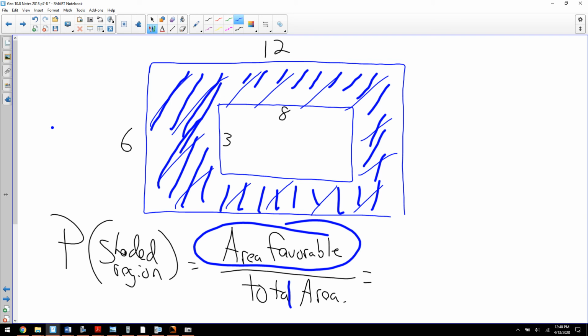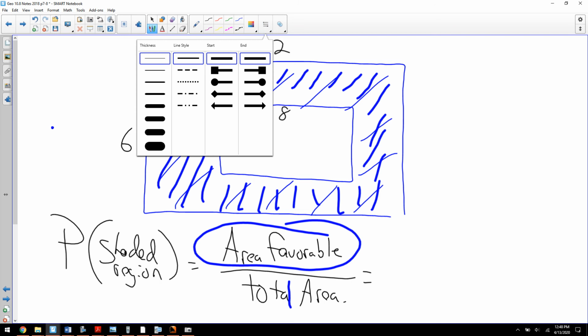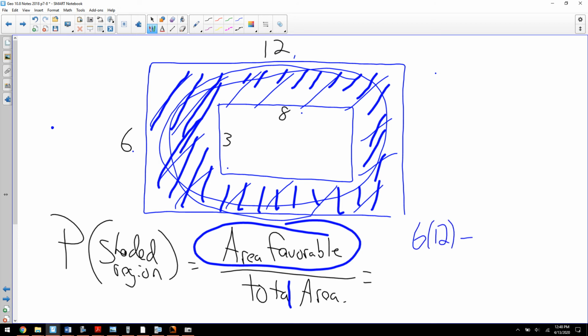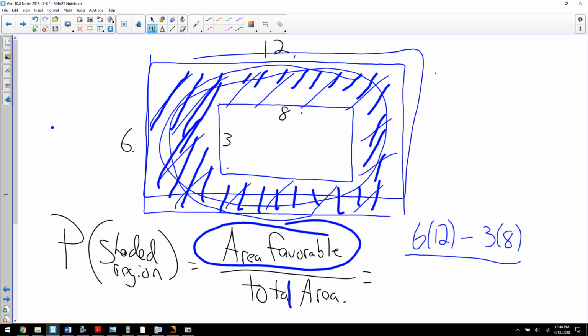So what we look at here in this example, we have 2 rectangles. We have a large rectangle that is 6 by 12 and a small rectangle that is 3 by 8. This shaded region is taken up by the large rectangle, the 6 by 12, and you have to cut out the whole of the small rectangle of 3 by 8. That is your favorable region. The total area is the big shape. It's just the 6 by 12.